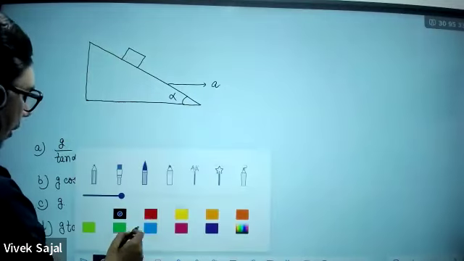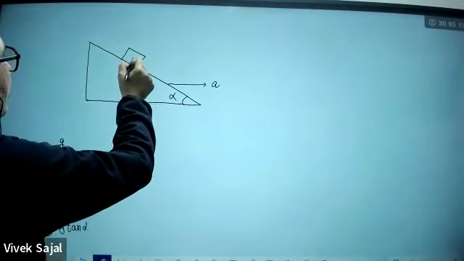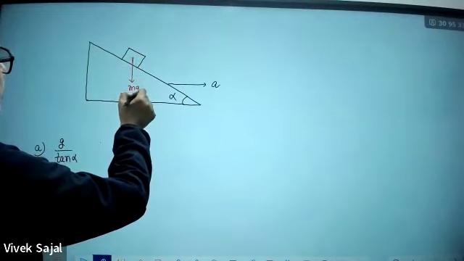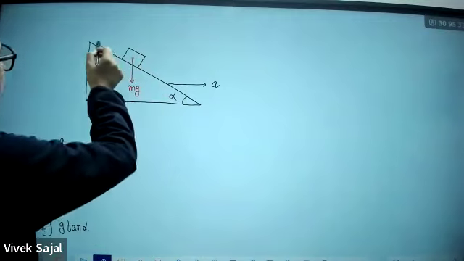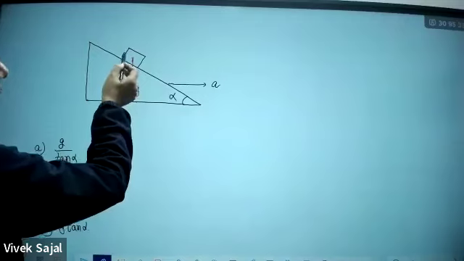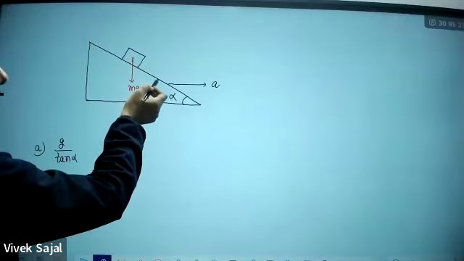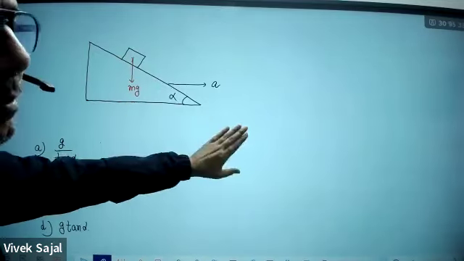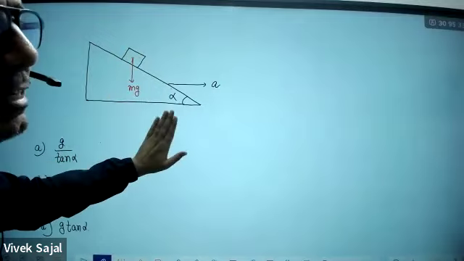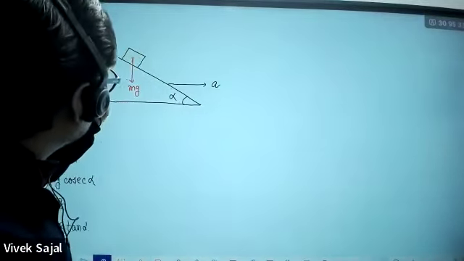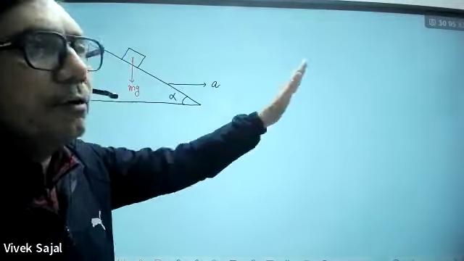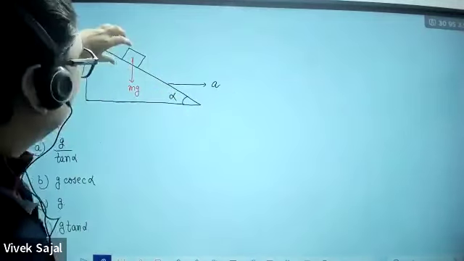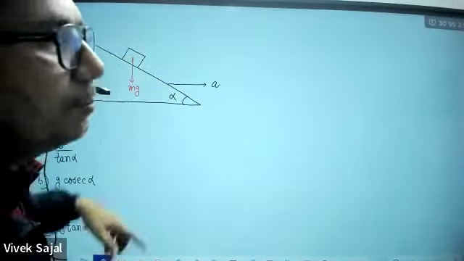First you have to show all the forces. One of the forces is acting in the downward direction. This is mg. The block should not move with respect to this inclined plane. I am not saying that this block is not moving with respect to Earth. It is moving with respect to Earth. When this inclined block moves forward, automatically this smaller block will also move forward. But it should remain at rest with respect to the inclined plane.